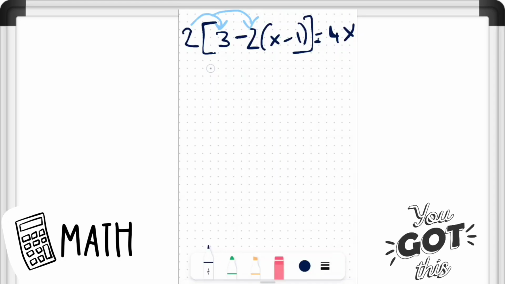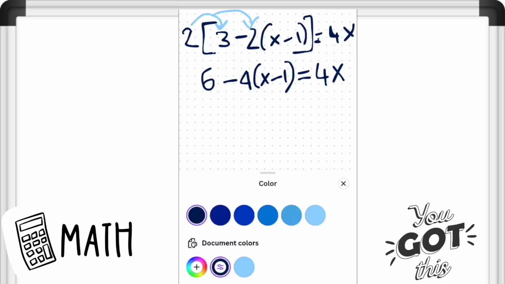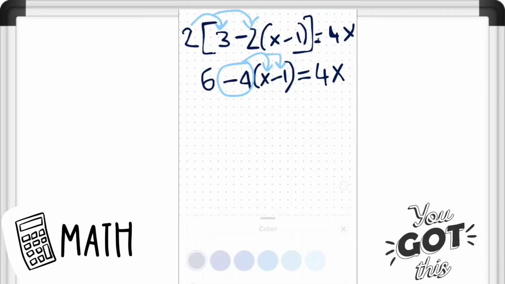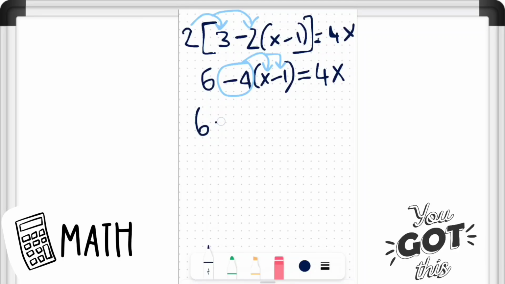I'm going to have 2 times 3, which is 6, minus 4. And I have x minus 1 inside the bracket still, and that is equal to 4x. Now again, I need to go do my distributive property. We have to take this negative 4. Remember, it has to go with its sign and has to multiply with everything inside. So if I do that, I'm going to have 6 minus 4x. And a negative times a negative is a positive 4. And that is equal to 4x.